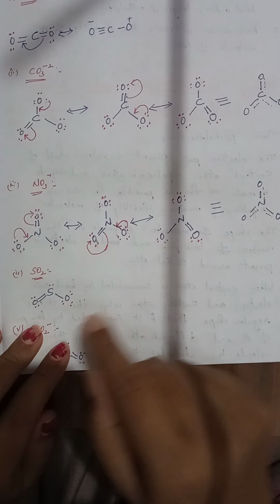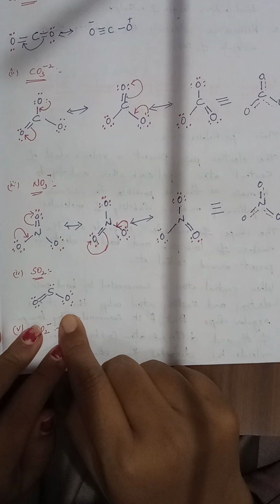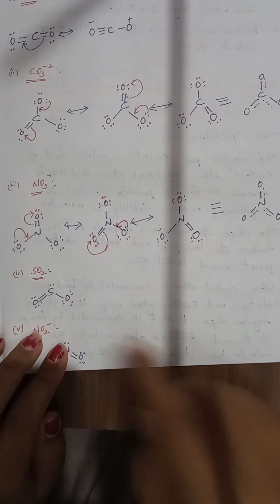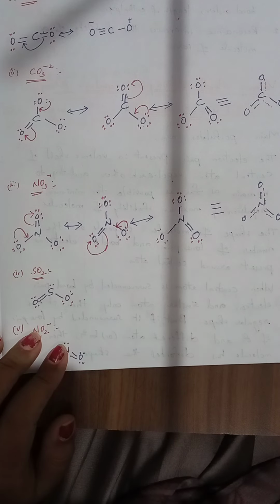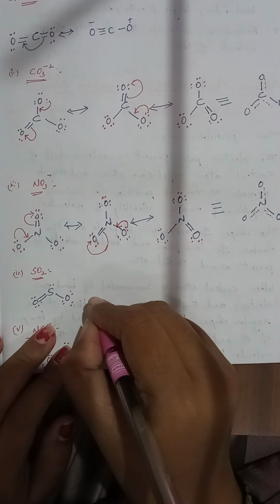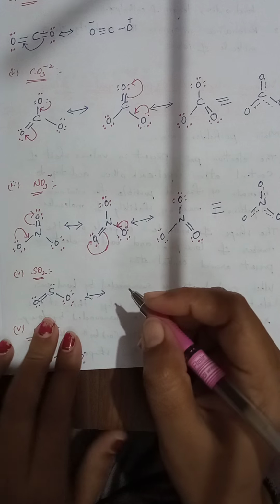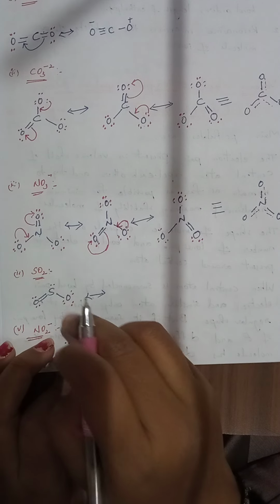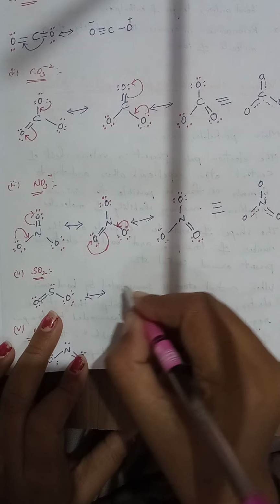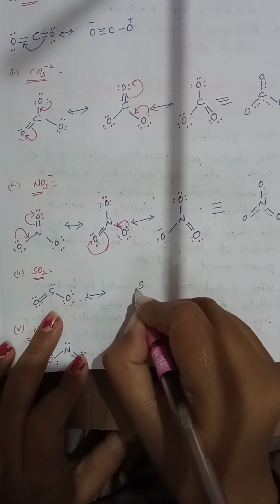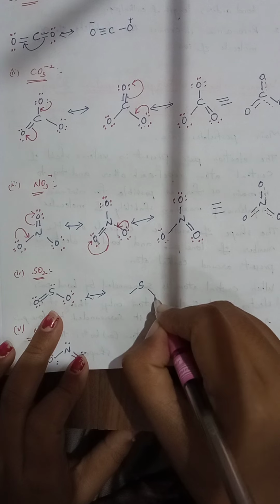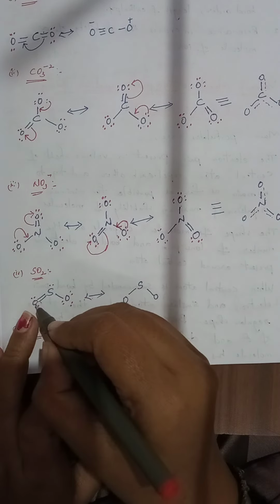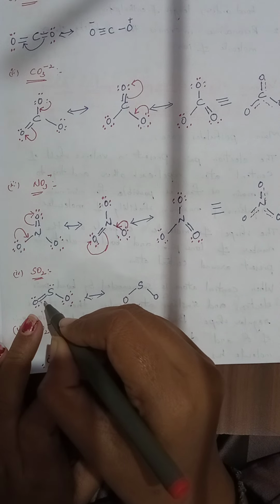In the same manner, we can write resonating structures for sulfur dioxide. The sulfur dioxide resonating structures are similar to those of ozone. Now I am drawing resonating structures for sulfur dioxide. So this is the Lewis octet structure for sulfur dioxide. Central atom is sulfur, and here an oxygen, and here an oxygen, present with single bonds. Now between the first oxygen and sulfur there is a double bond.